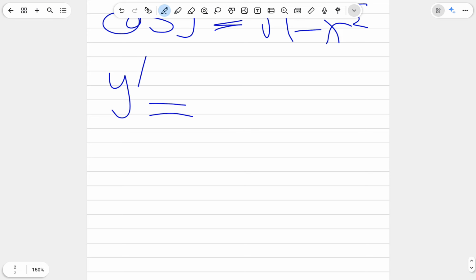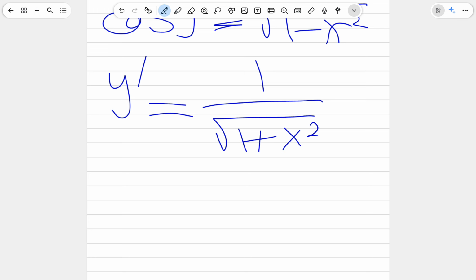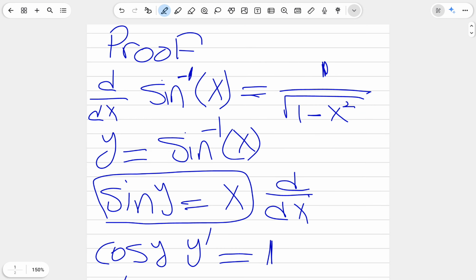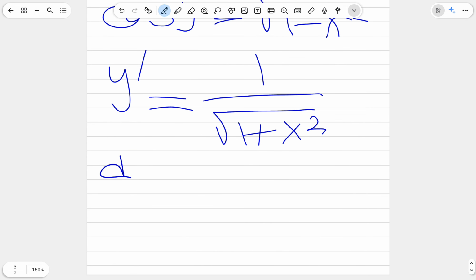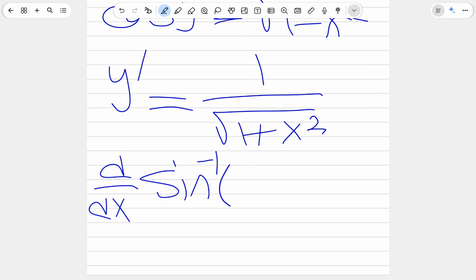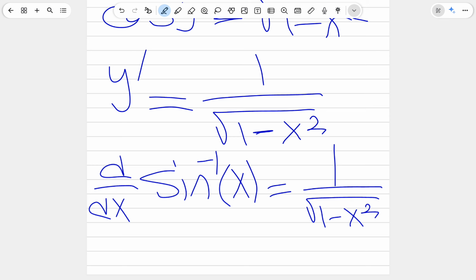will equal 1 over root 1 minus x squared, and y is sine inverse of x. So we have now proved that the derivative of sine inverse of x equals 1 over root 1 minus x squared.